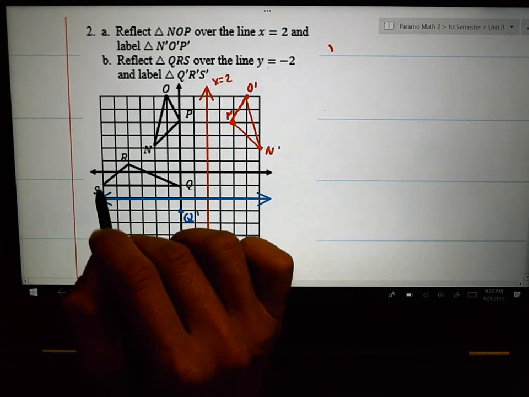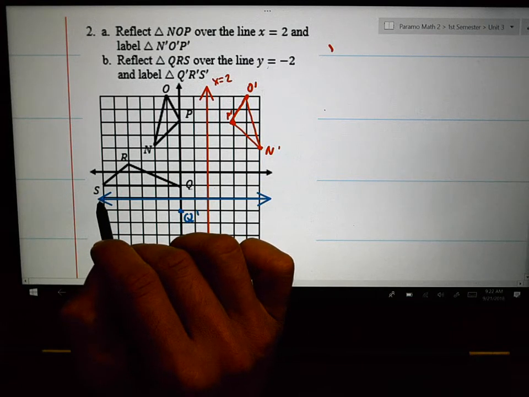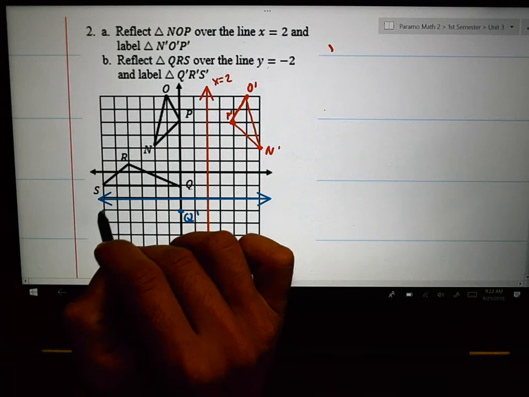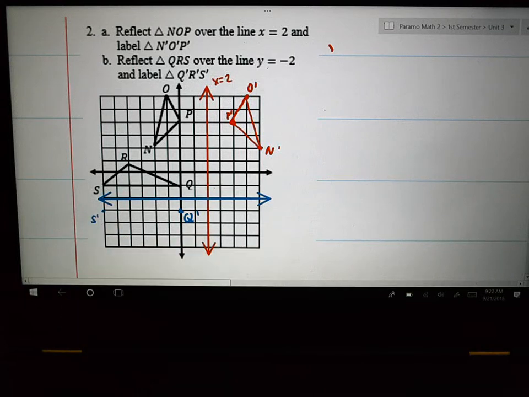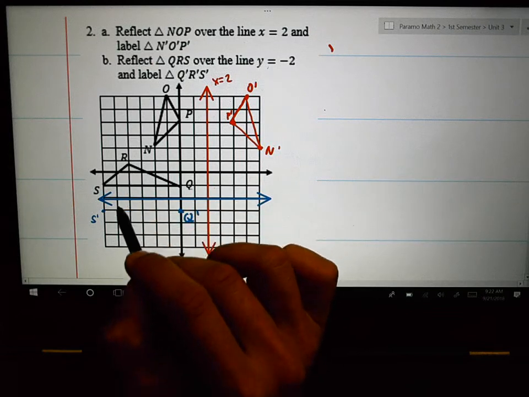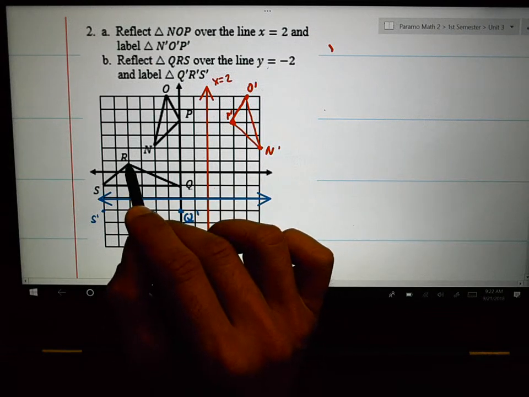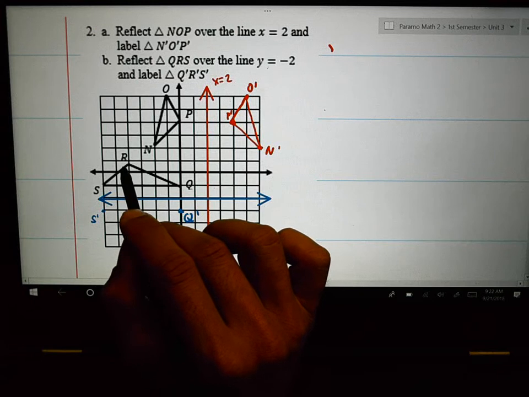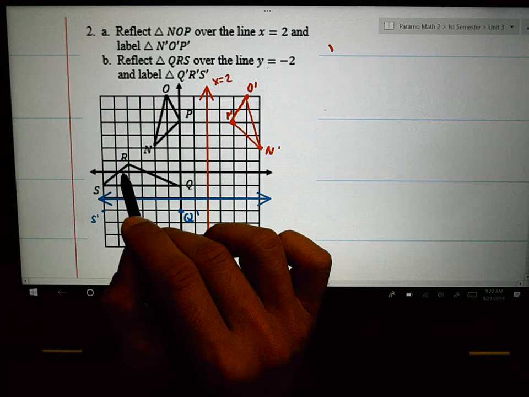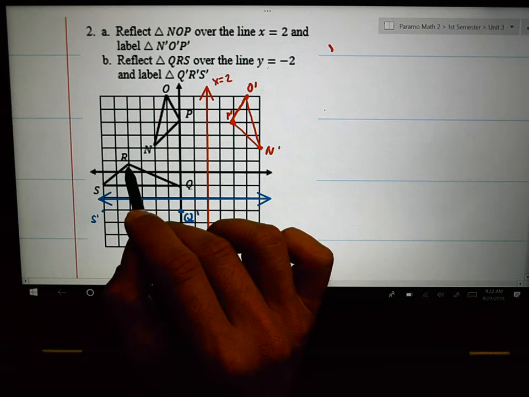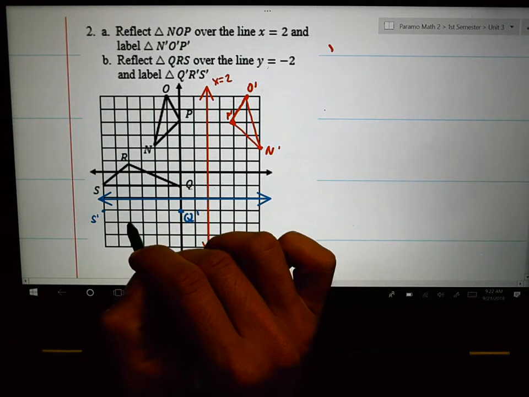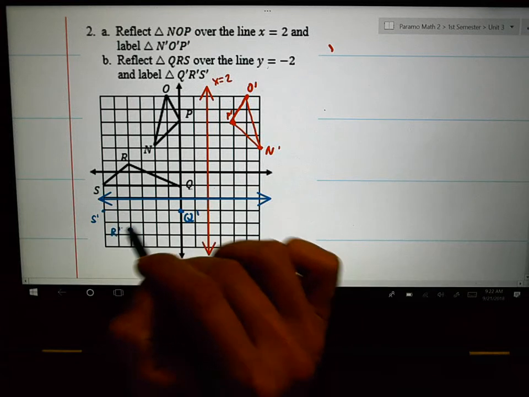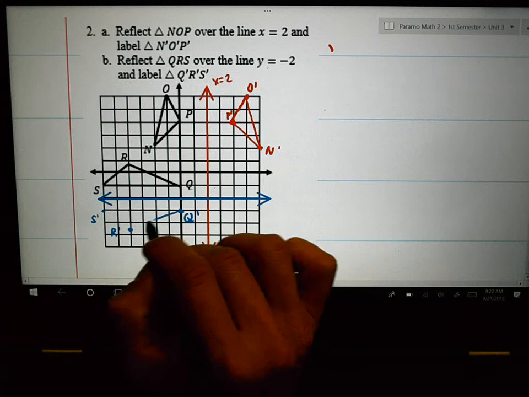S is 1 unit away from this line, the shortest distance. So the shortest straight distance is S prime. I go 1 straight unit away. R, I think R was supposed to be 1, 2. It looks like it's a little off on mine. Is it off on yours just a little bit? Yeah. So let's go 1, 2, a little over 2.5. We'll try to stay accurate. And then we'll connect these guys like this.